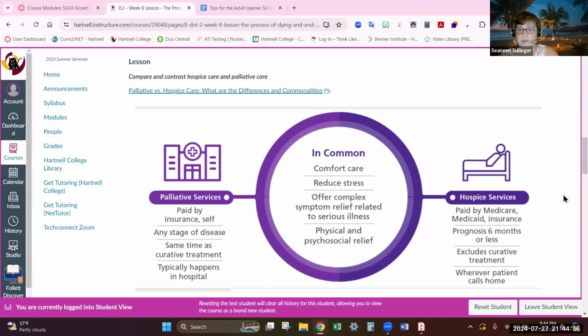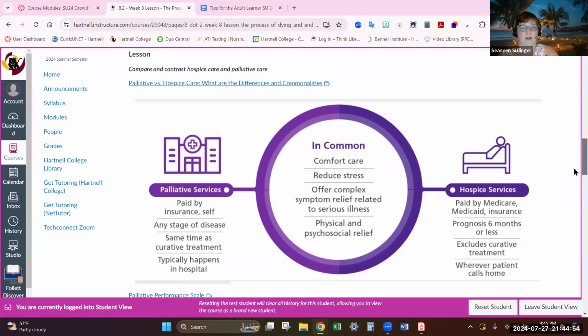And it can happen wherever the patient calls home. So it can be long-term care, at their own home, in the hospital, wherever that person is. And then if you look at palliative services, those are usually self-paid, although if they are provided through a hospice, then oftentimes Medicare and Medicaid will cover. But independent palliative services would be through insurance and self.